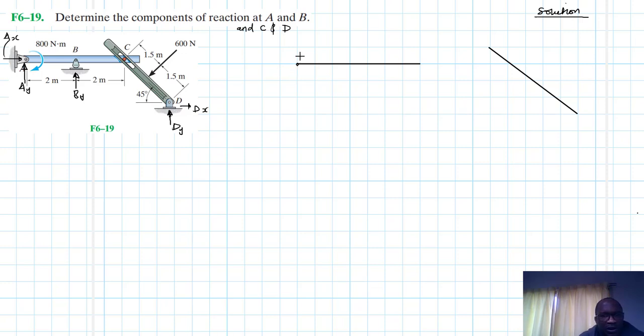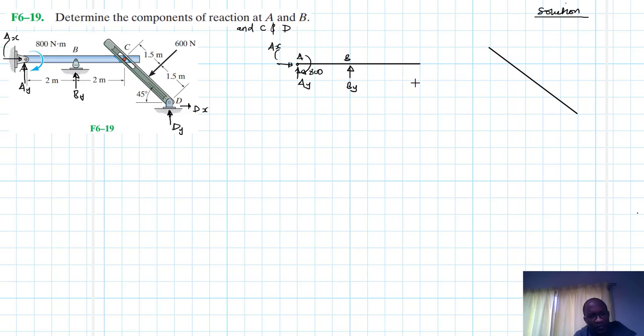Let's label it quickly. So we said this point is A. So we have Ay and we have Ax. Then we have a moment at this support, which is equal to 800 Newton meters. Then we have a reaction force here, which is By. This is at B.